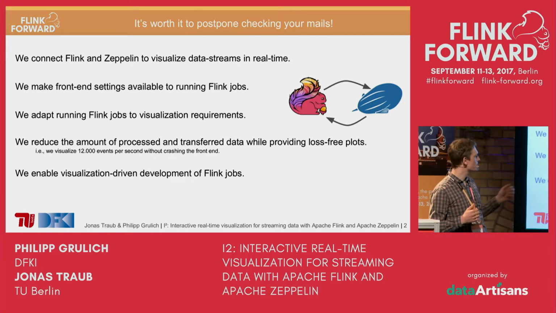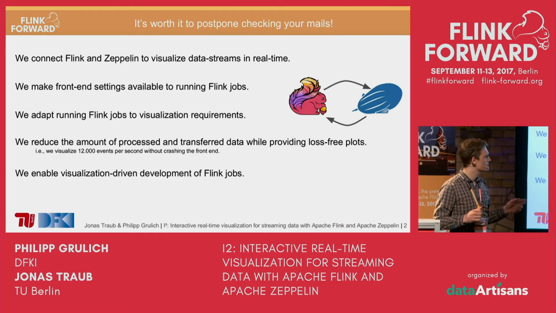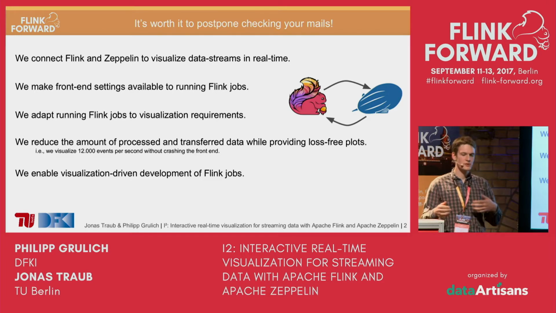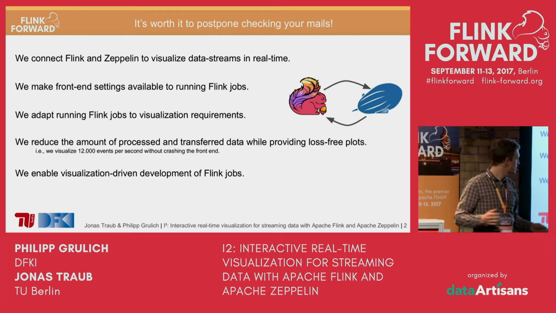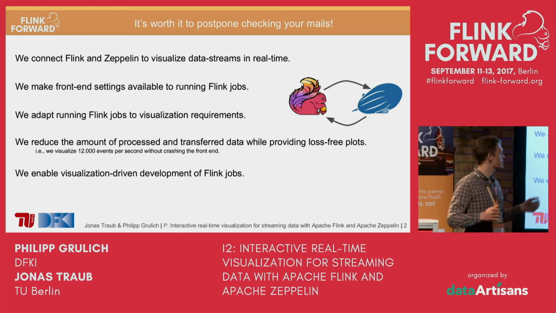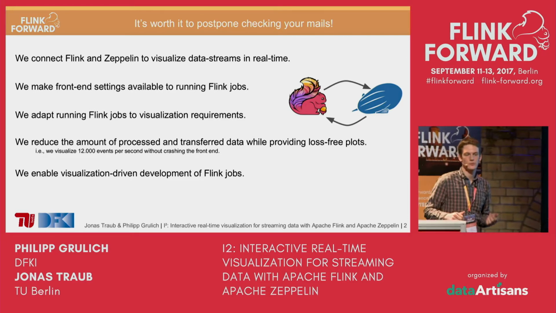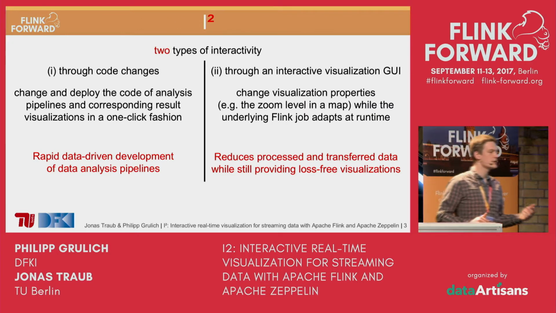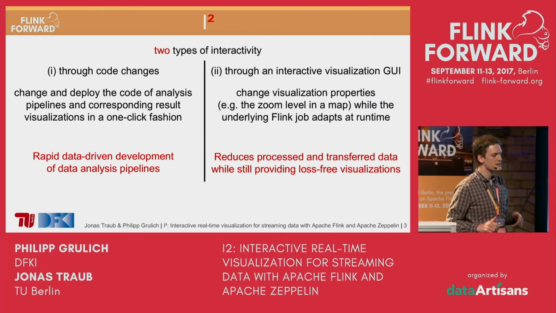So in our example, this means that we roughly process 12,000 events per second without crashing the front end, which is executed in the browser. Of course, this could also scale to larger clusters and so on. And using Apache Zeppelin, which is similar to IPython notebooks, we also enable the visualization-driven development of Flink jobs. And this point actually brings me to what I2 actually stands for.